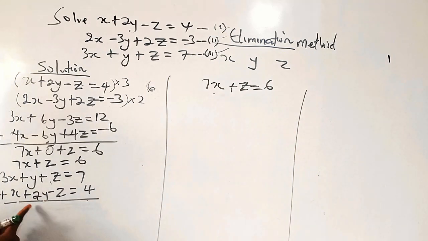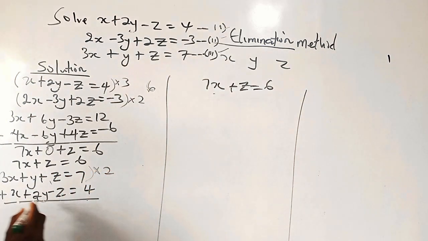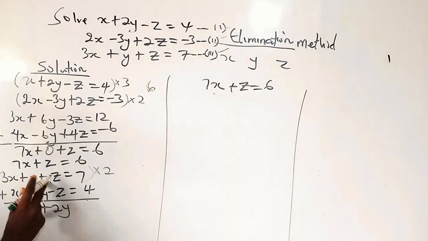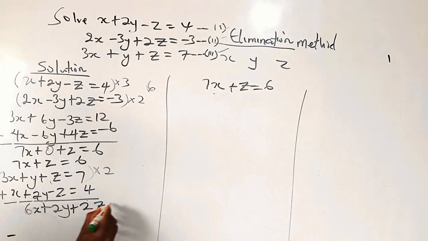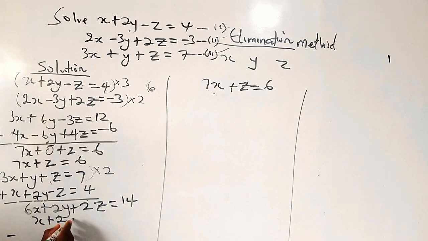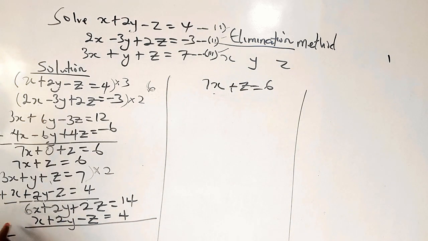And how do I do that? I have to make sure that the coefficients of y are equal. Since this one is 2y, this will be 2y. How do I do that? I will multiply everything by 2. If I do that, I have 2 times 3x is 6x, plus 2 times y is 2y, plus 2 times z is 2z, equals 2 times 7, which is 14. For this, I have x plus 2y minus z equals 4. Here I can now subtract this from this. So 6x minus x is 5x, and the y term is 0.